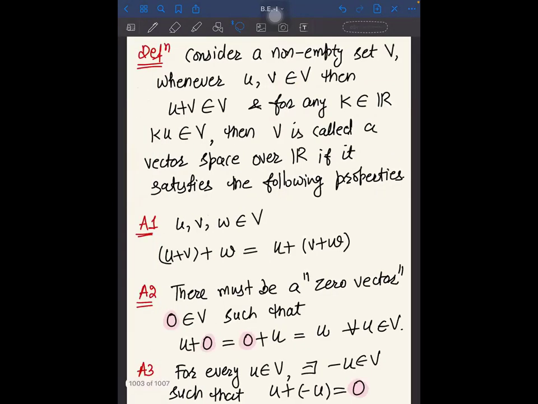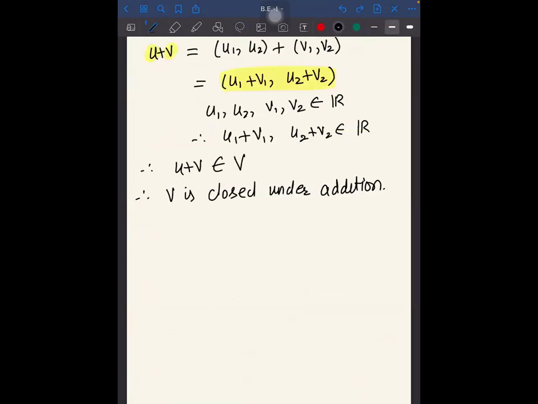We will be proving those 8 properties in our upcoming lecture. I'll prove just one more property and then we shall stop here. The second part is: if K belongs to R, then KU should also belong to V. So let's implement this idea. You already have U. Now you take any K belonging to R. If you consider KU, that means K times U, where U is a two-tuple U1, U2. So this becomes KU1 and KU2.